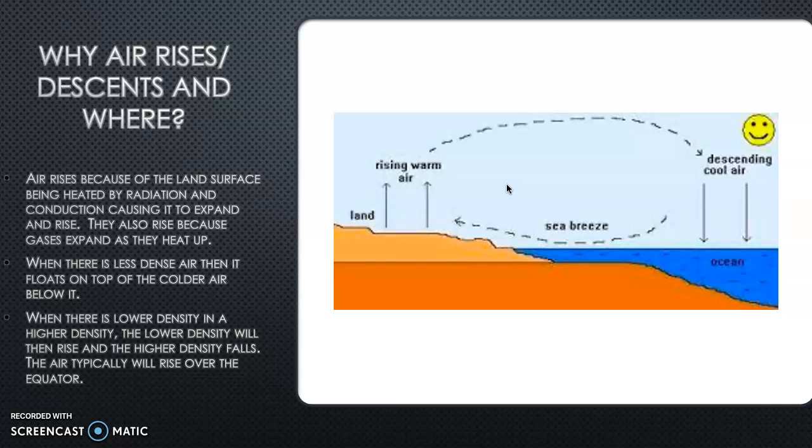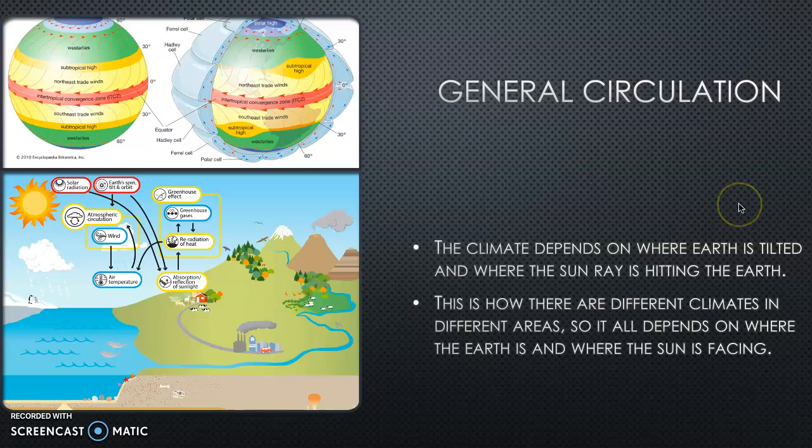And then why air rises and descends, and where. Air rises because the land surface is heated by radiation and conduction, causing it to expand and rise. They also rise because gases expand as they heat up. When there is less dense air, it floats on top of the colder air below it. When there is a lower density and a higher density, the lower density will rise and the higher density falls. The air typically will rise over the equator. So as you can see, the warm air is rising up and the cool air is descending.